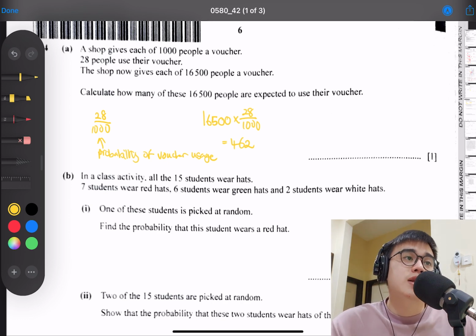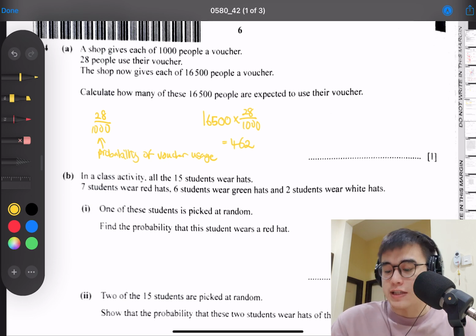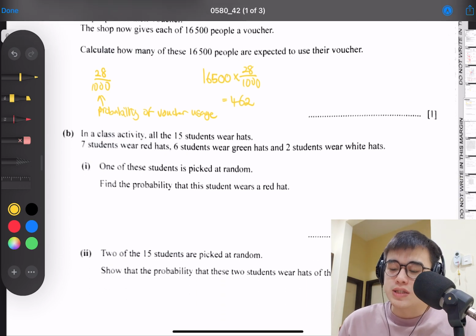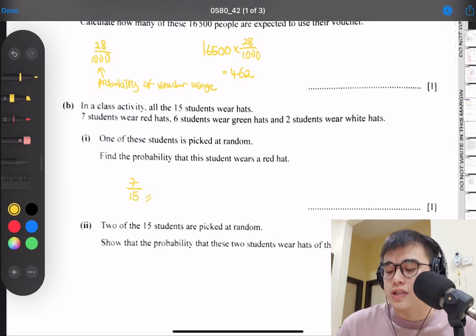In the class activities, all 15 students wear hats, 7 wear red, 6 wear green, while 2 wear white. One of these students is picked at random. Calculate the probability that he wears a red. Okay, not a he actually, just the student itself. So for this question, I'll be taking 7 over 15 as my final answer.